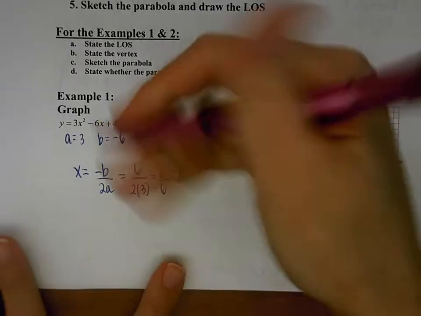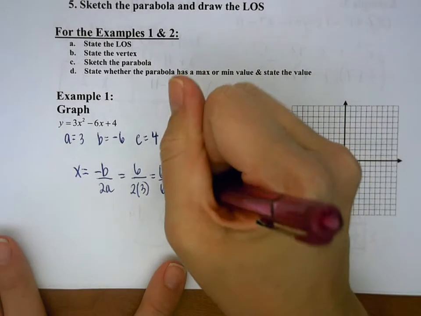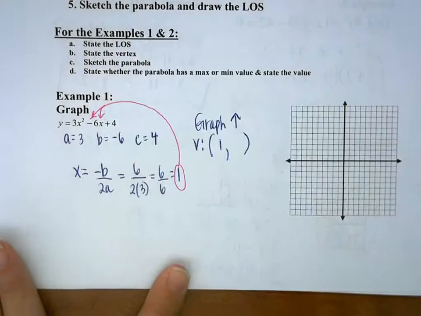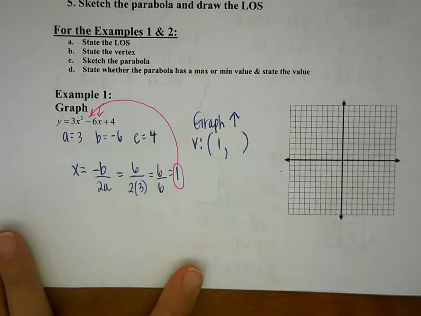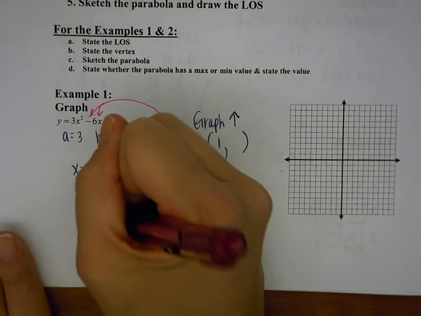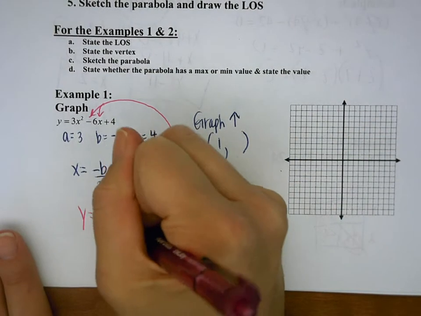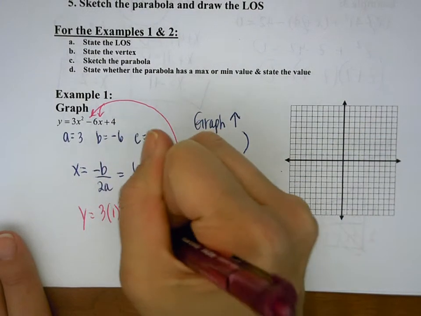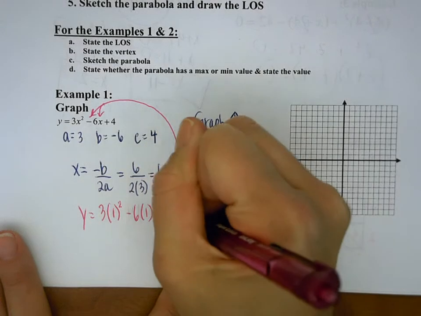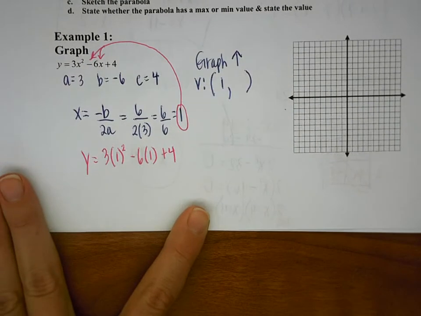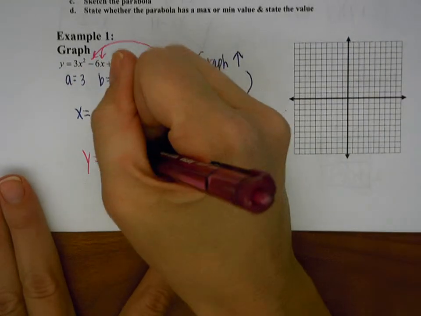Good. We take this x value, because this is saying x equals 1, and we're plugging it in for x into this equation in both of the x spots. So my equation is y equals 3 times 1 squared minus 6 times 1 plus 4. What is 1 squared? 1. So this really is 1.